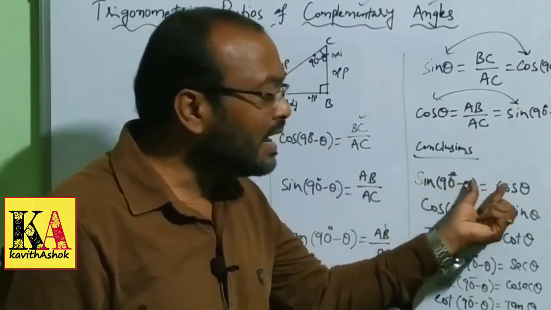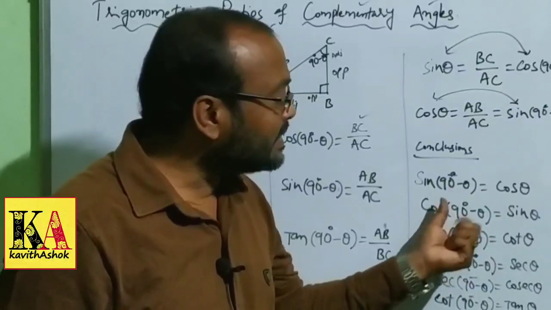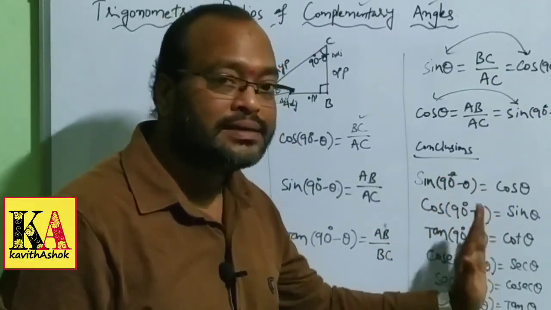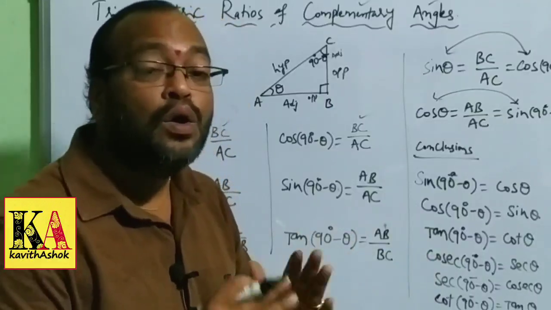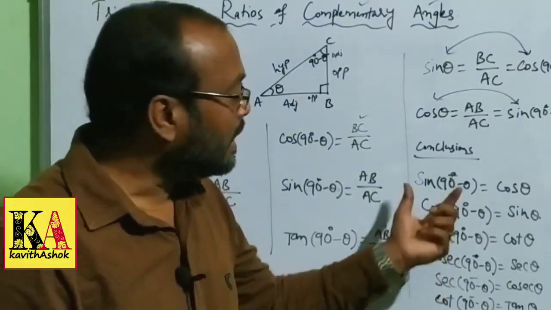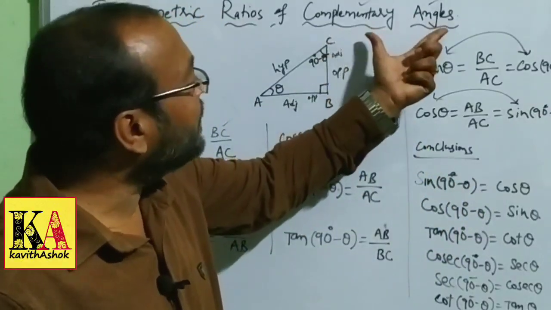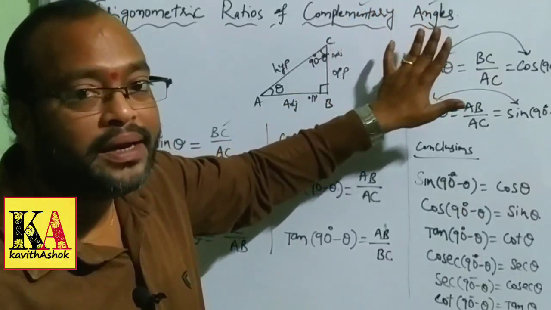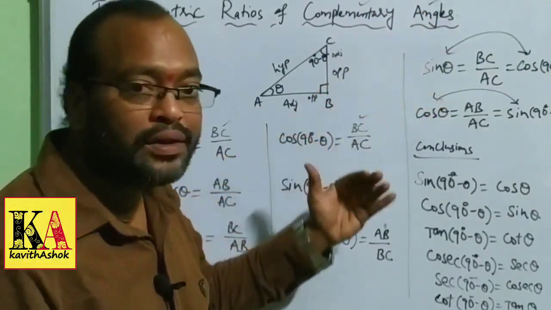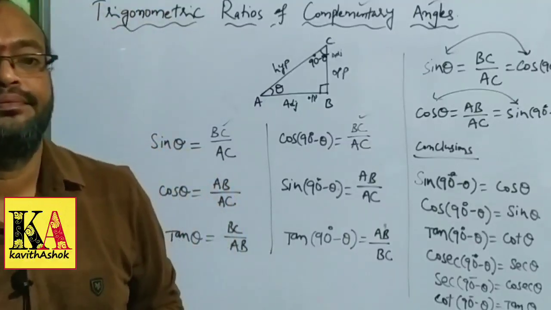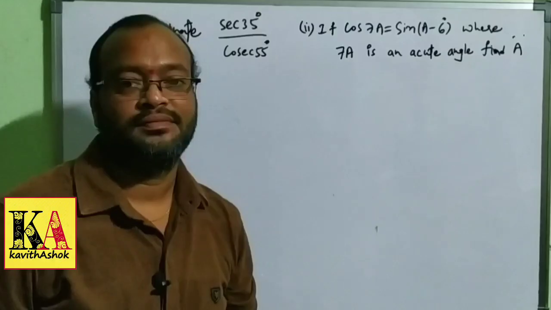So here sin and cos, tan and cot, cosec and sec are called co-functions, and these angles are the complementary angles, the trigonometric ratios of complementary angles. So according to the situation, we will use all these things.